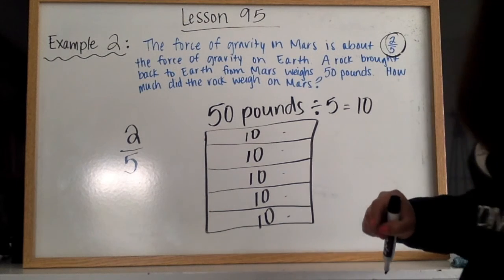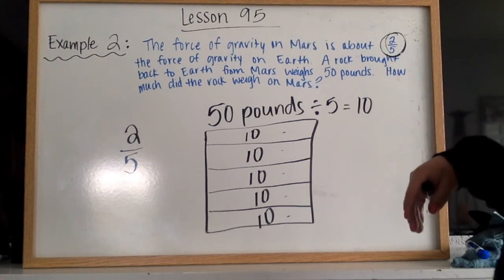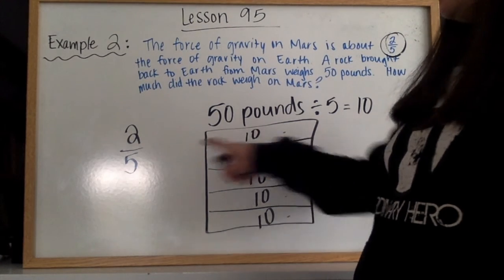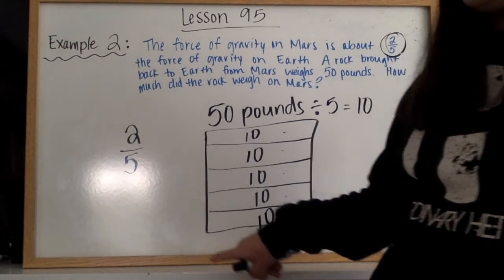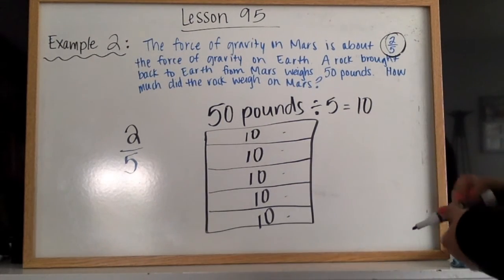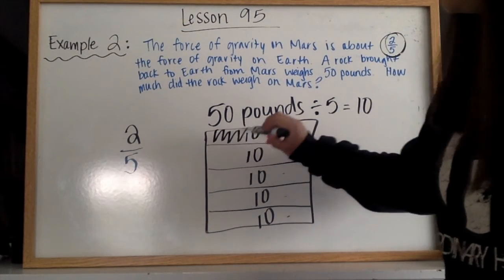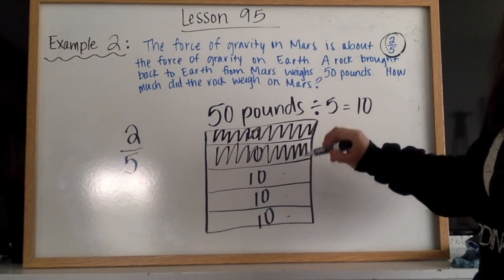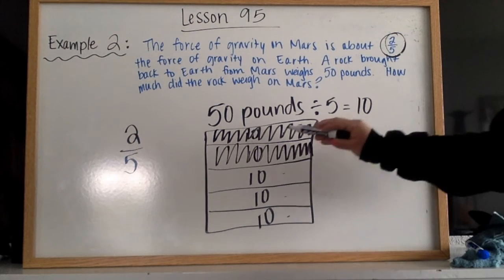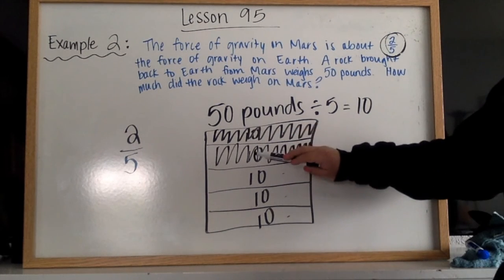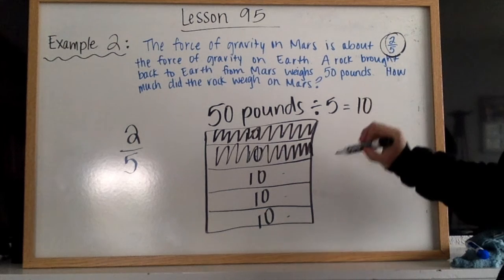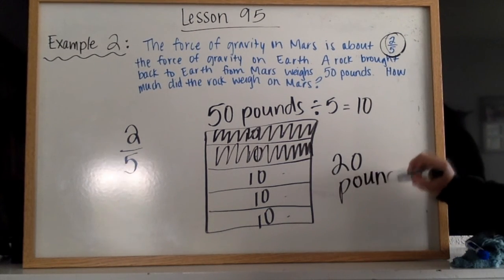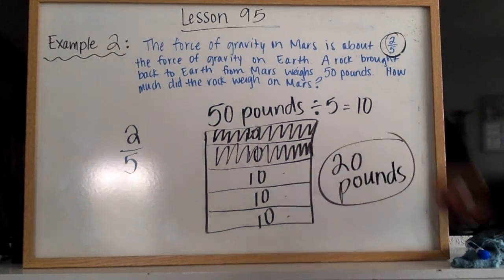But again, like in our last problem in example 1, we are not just finding what 1/5 of 50 pounds is, we're finding what 2/5 is. So we have to take 2 parts. 1/5, 2/5, okay? And if we take 2 of these, you get 10 and another 10, so that makes 20. So, on Mars, this rock would have weighed 20 pounds.